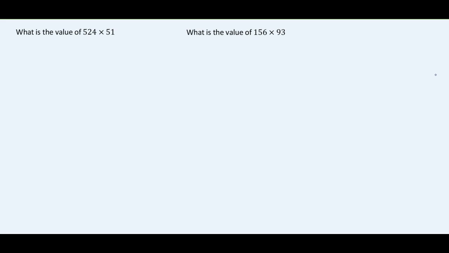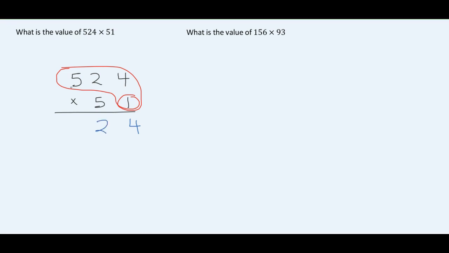Now let's go to 3-digit numbers. 524 and then 51. We multiply this together. We're going to start from the right hand side on the ones position in the lower row, sorry. And so we start here, and we're now going to multiply 524 by 1. So 4 multiplied by 1, that's a 4. 2 multiplied by 1, we have 2. 5 multiplied by 1, we have 5.